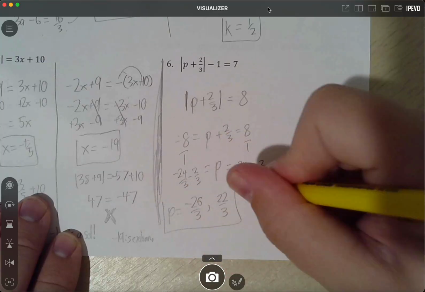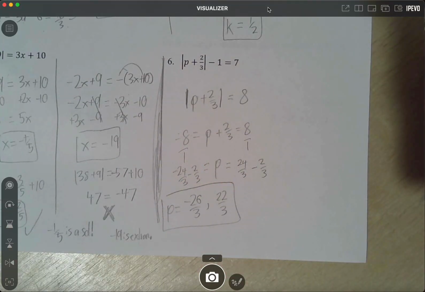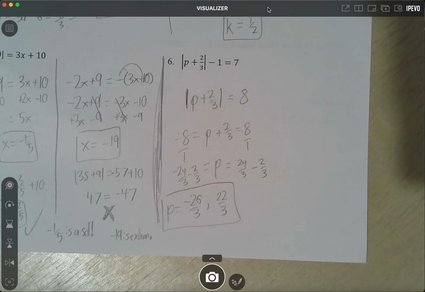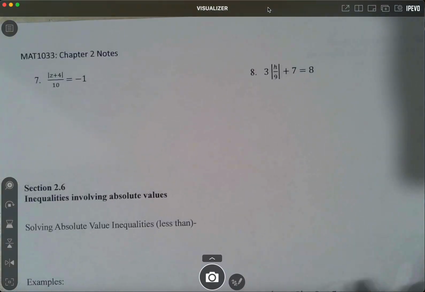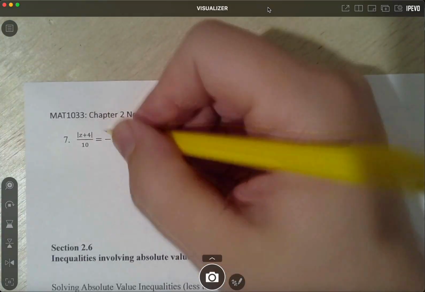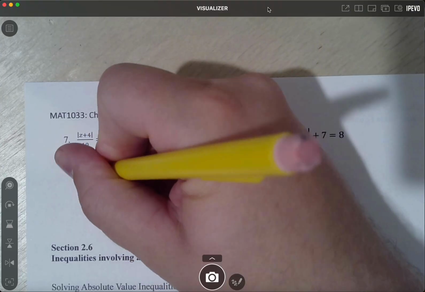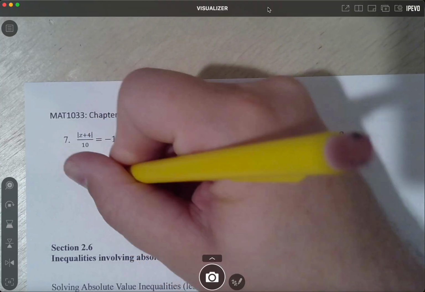And I'm even going to say I'm confident there's no extraneous solutions here because there wasn't algebra on the other side of my absolute value. All right. We've got a few more. And I think all we'll do is, well, actually, we have to go over number 7, so let's just do it. This time my whole absolute value is being divided by 10. Step 1 is then to actually multiply by 10.